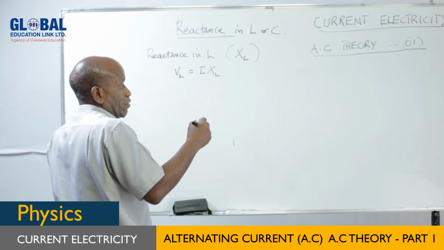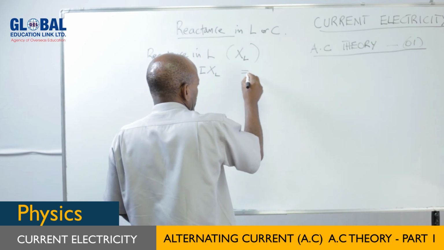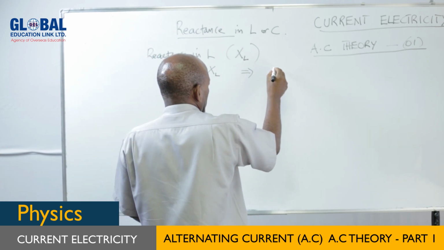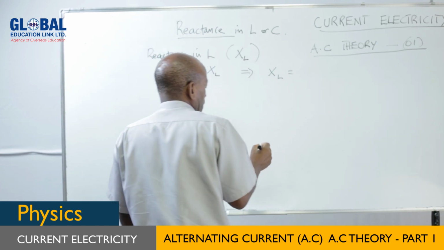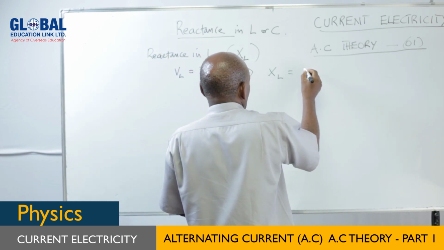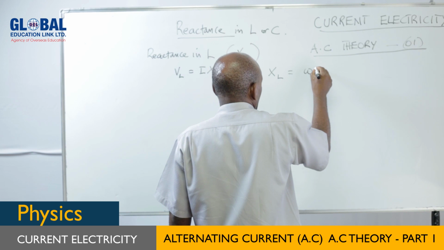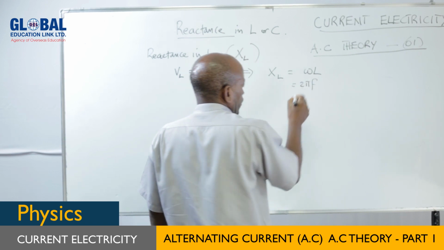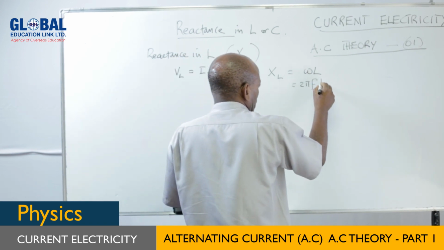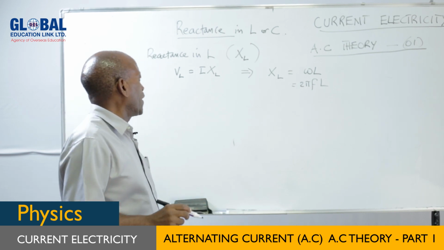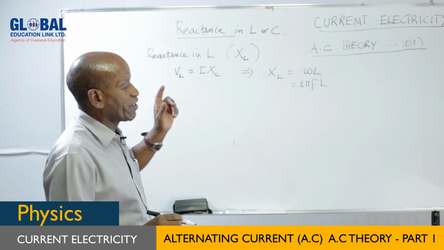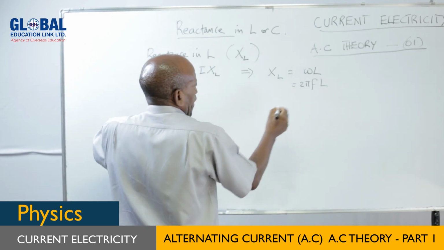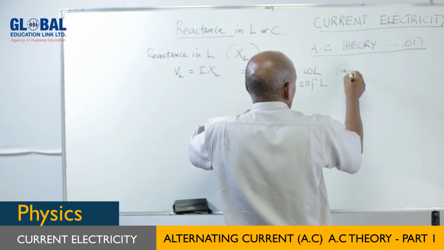Actually, from first principles, you need not even derive this. From first principles, we find that the inductive reactance is equal to omega times L, or just the same as 2 pi f for the omega, which is equal to 2 pi times the frequency times L. This is what we call an inductive reactance, the XL.